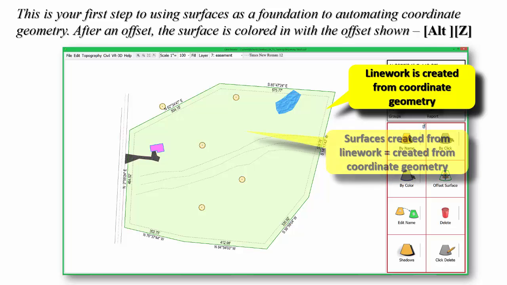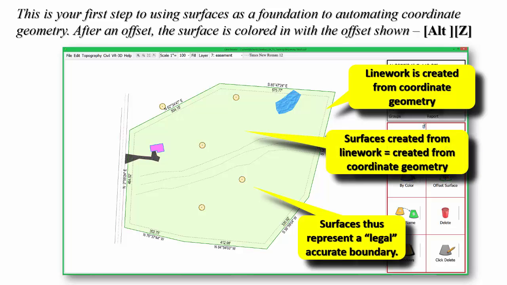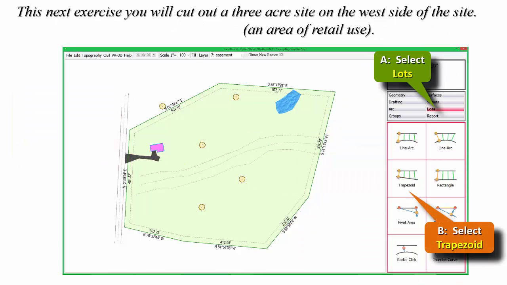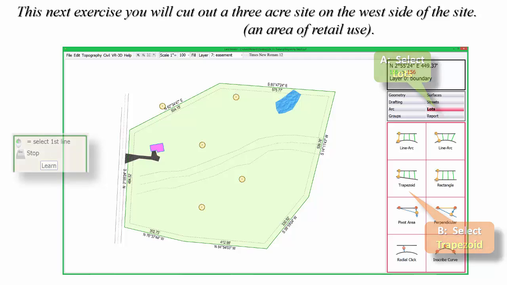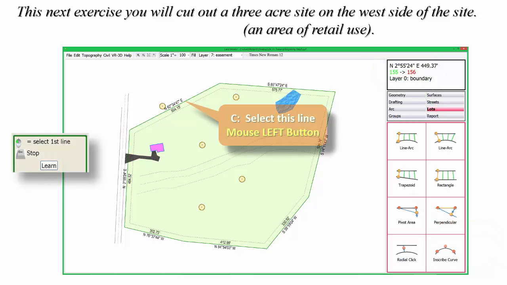Now what we're going to do is a little bit different. Everything you see is a legal boundary. But what we're going to do is we're going to find a 3-acre area on the west side of the site. And we're going to do it by using the trapezoid. With the trapezoid, the prompt says select the first line. That will be that line on the top, that green line.